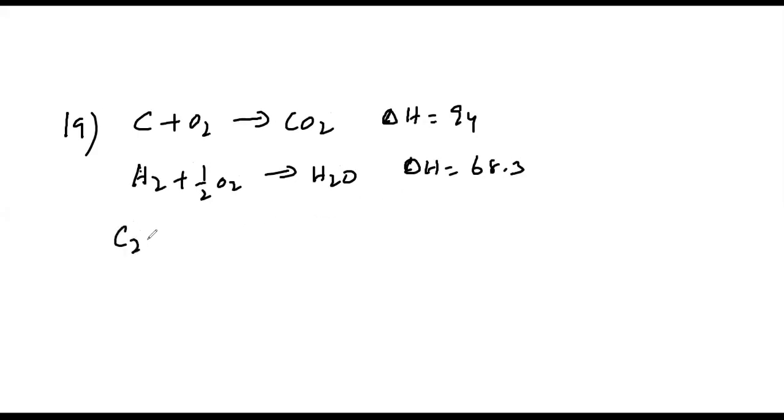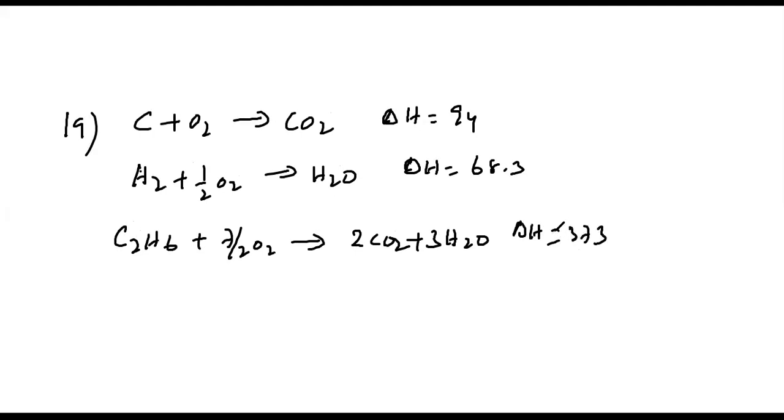And for ethane, what is the heat of combustion of ethane? C2H6 plus 7 by 2 O2 gives rise to 2CO2 plus 3H2O. So these equations we have to write by ourselves, students. So delta H is equal to 373. What is the required equation we have to get?